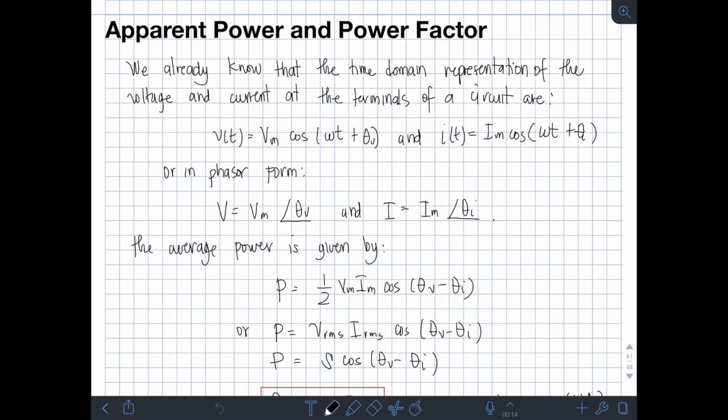Sa video na to ay tuturo ko sa inyo ang apparent power and power factor. So kung gusto niyo itong matutunan, just keep on watching.